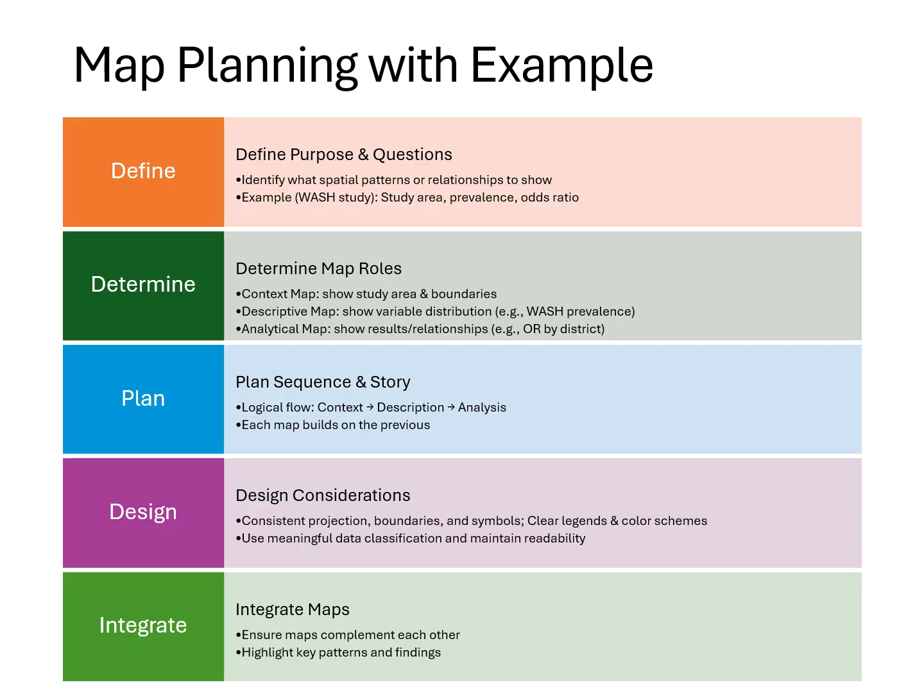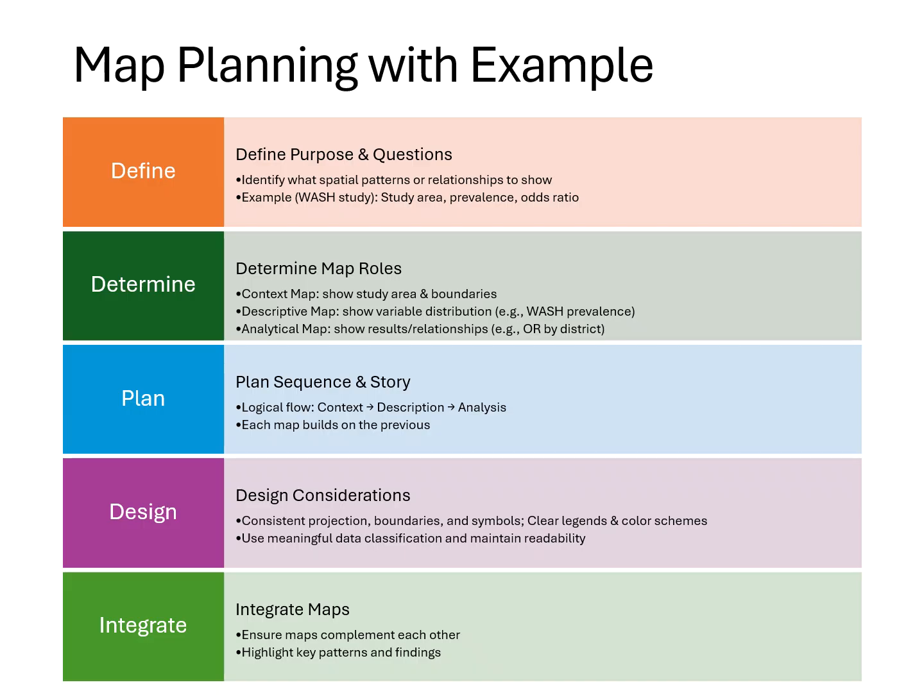Planning is more of a sequence of stories, so a logical flow: how you want to make those three maps, what the flow looks like, and each map builds on the previous one. The context comes first, where you describe the study area, then you explain your variable, and finally you move towards your analysis or outcome based on the data set you have.